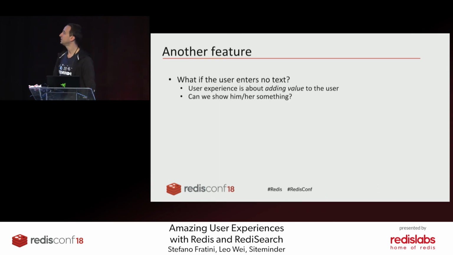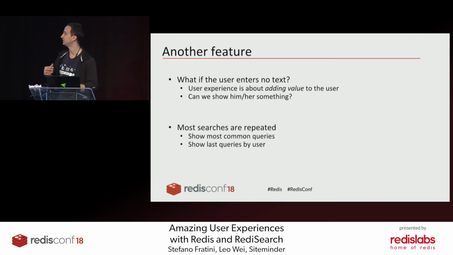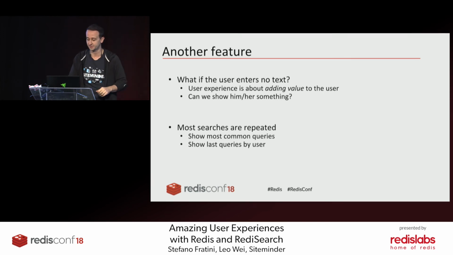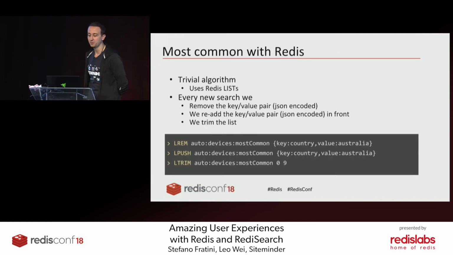Now, we've seen this feature. If a user entered no text, it would be great if we could show the user something. Again, if you go back to the principle of adding value to the user, sometimes, and this is an interesting thing, searches tend to be repeated. So people search for the same things. You can then show the most common queries. They could be across the board, they could be per user, they could be the most common queries within some time interval. Now, implementing the most common with Redis is a trivial algorithm, you can find it on redis.io.